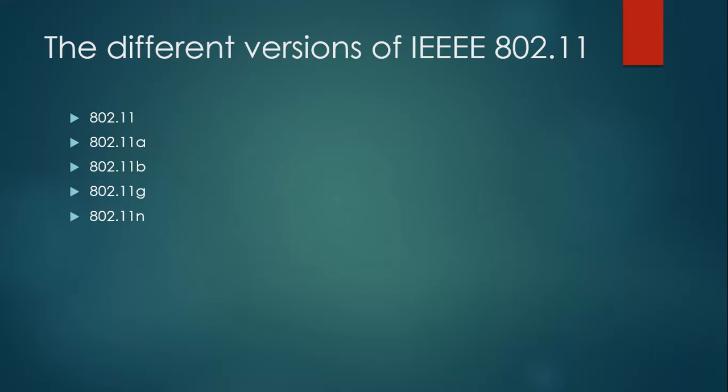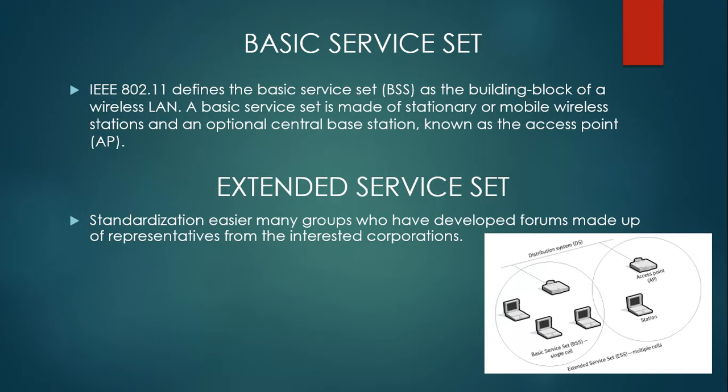We'll talk about the IEEE 802.11 architecture. There are two kinds of services that the standard explains: the basic service set and the extended service set. First, we'll see the basic service set. IEEE 802.11 defines the basic service set as the building block of a wireless LAN. A basic service set is made of mobile wireless stations and an optional central base station known as the AP, which means access point.